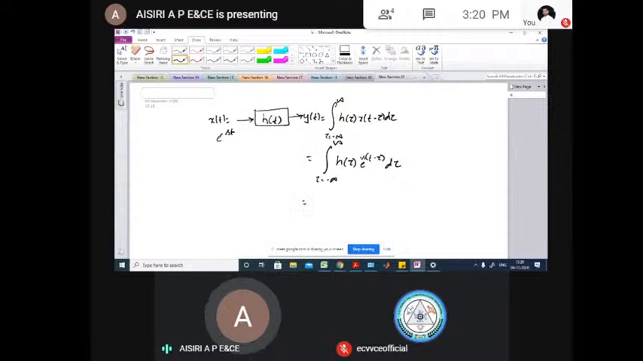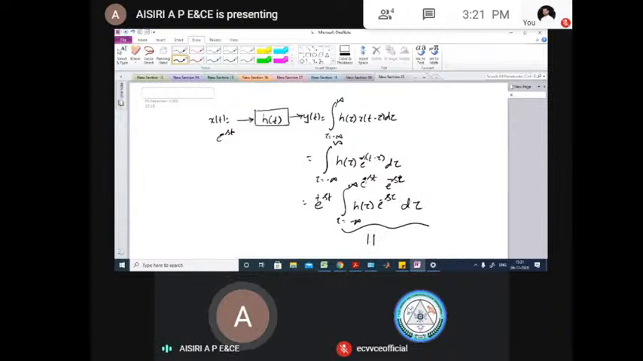Rearranging this using laws of indices, this can be written as e power st into e power minus s tau. Because h of tau e power minus s tau is a function of tau, e power st can be taken outside, so I can write it as e power st times the integral from tau equals minus infinity to plus infinity of h of tau into e power minus s tau d tau. Sorry, it is e power st, not minus st, and e power minus s tau.